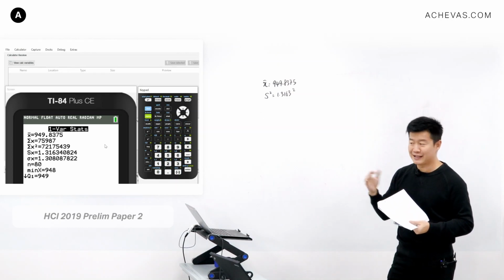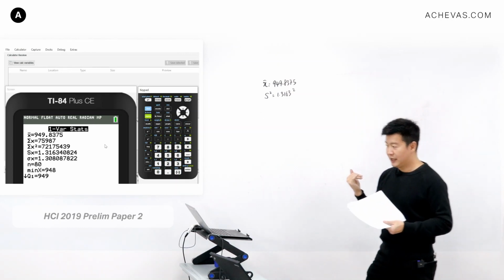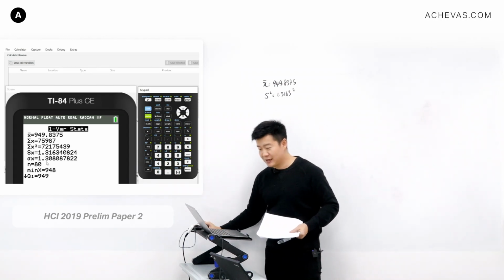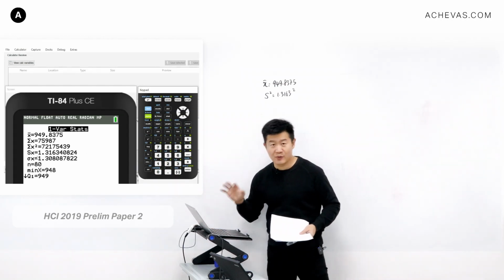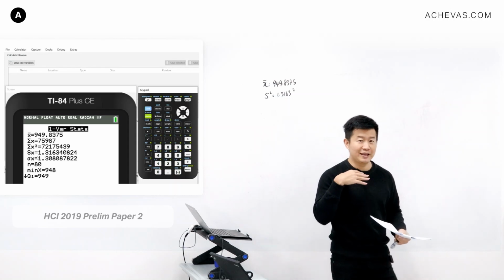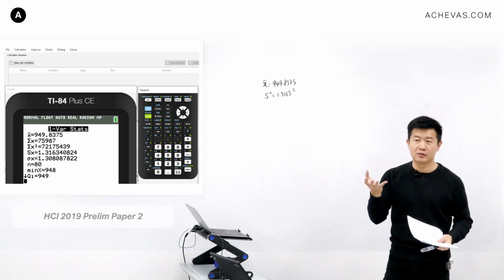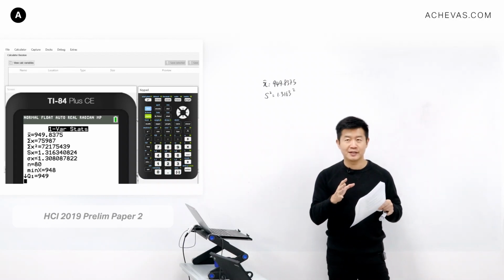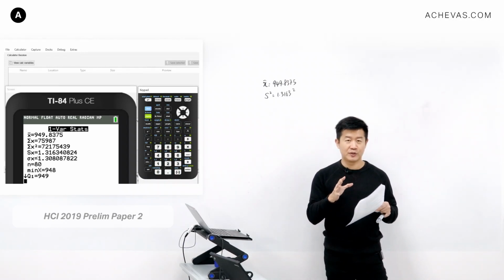Okay, this is from my calculator. And I was trying to warn you guys the last time that this Sx here is, to me, a good notation. But to our syllabus, I find that it can be a confusing notation.